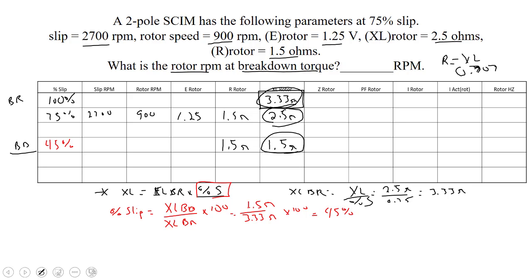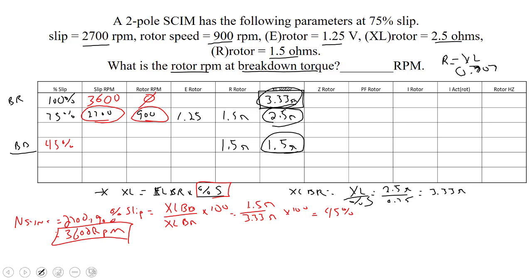Now let's figure out what's the rotor RPM at breakdown. Well, let's first determine our synchronous speed. We know that if we add our slip speed with our rotor speed, those two have to add up to our synchronous speed. So if I want to figure out my sync, I'm going to add 2700 plus 900. That's about 3600 RPM. So slip speed at 100% slip would be 3600. The rotor speed would be 0.